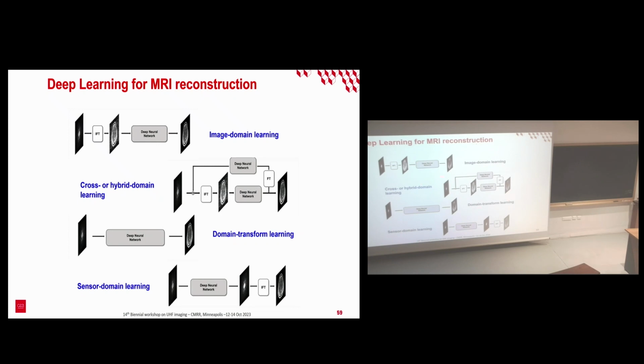And then you have two other competitors. Domain transform learning, where basically you completely forget about the physics of the problem, and you try to map the K-space or any other acquisition space to the image domain. And finally, what we call cross-domain or hybrid domain learning. I will spend most of my time on that at the end, because this is the most promising approach.